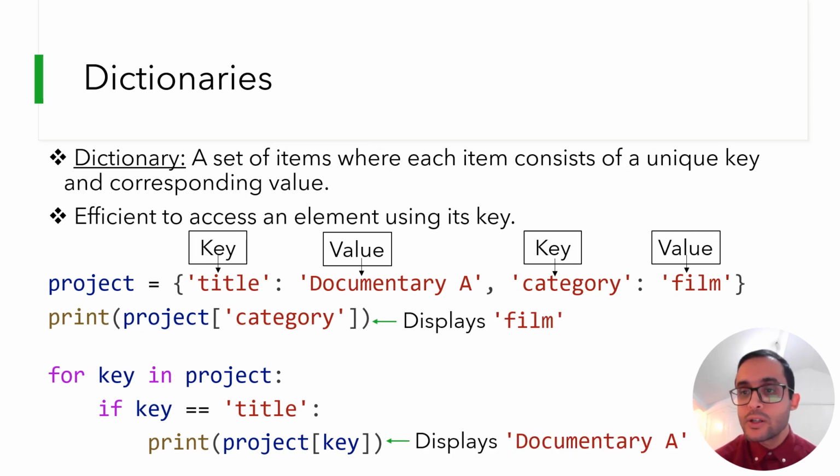As it turns out, this program will first display film, executing the first print statement, since its key is category. The second print statement will display documentary A on the screen, since this element's key is title.